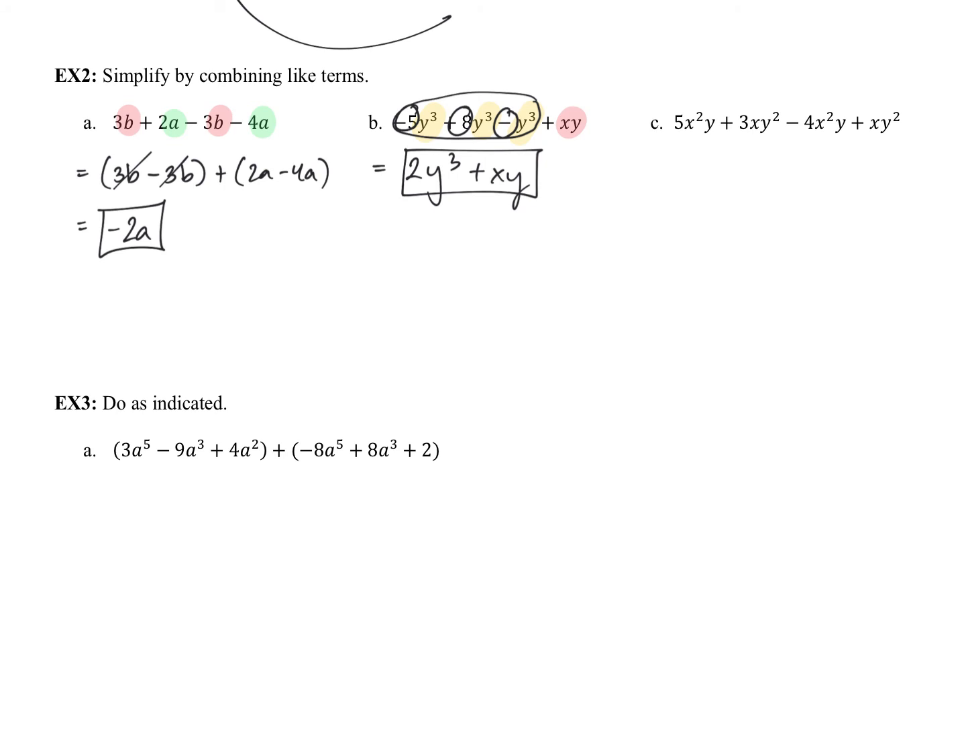Alright, next. Let's see. So we have an x squared y for this term here. We have an xy squared. Okay, it's different. Oh, and then another xy. Alright, so these guys are like terms and the other ones are like terms. So go ahead, once again, I'm going to pair them up with their like terms. You don't have to do this step. I just like to do it to keep things a little more simplified.